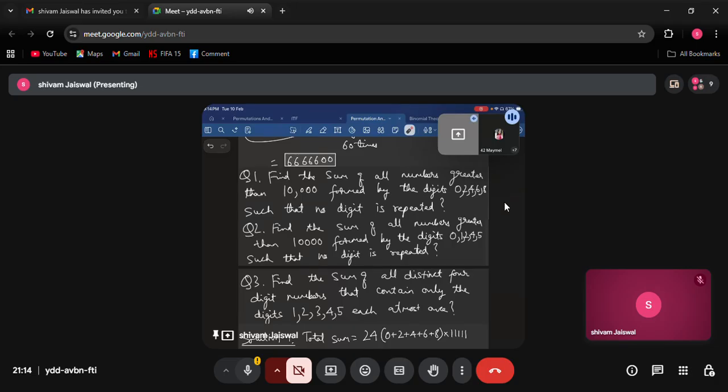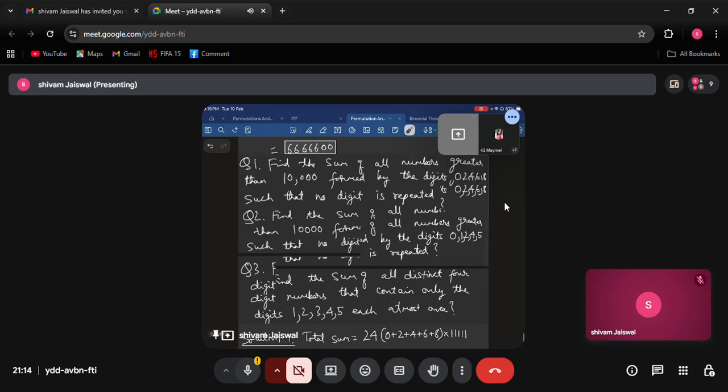Question number one says we need to find out the sum of all the numbers above 10,000 formed by the digits 0, 2, 4, 6, 8. But in the second one, we need to find out the sum of all the numbers greater than 10,000 formed by the digits 0, 1, 2, 4, 5. So what can we do?